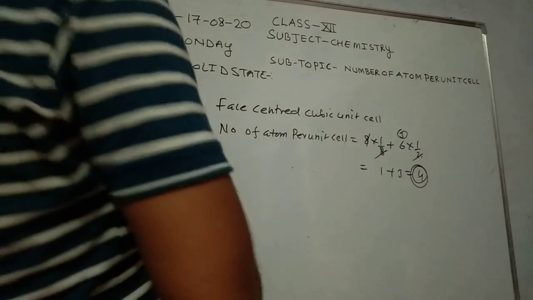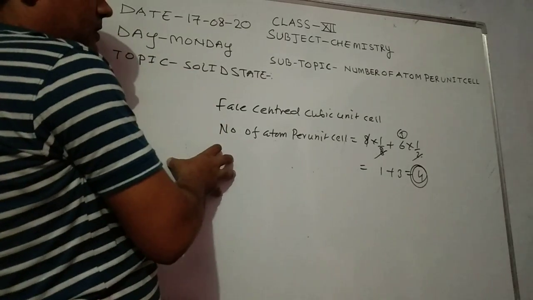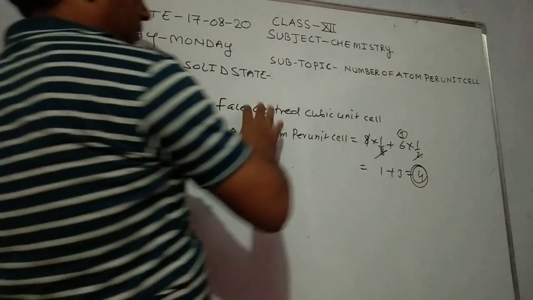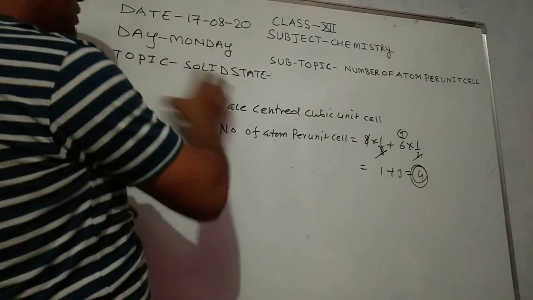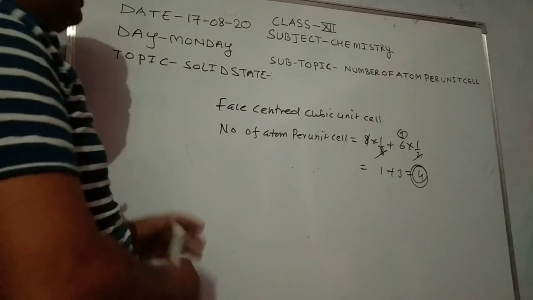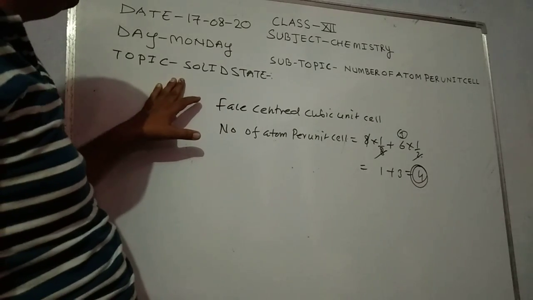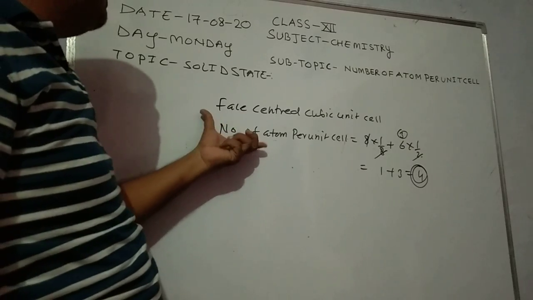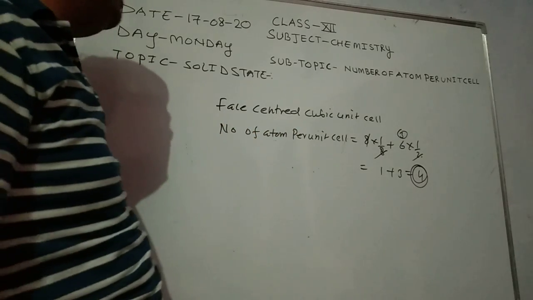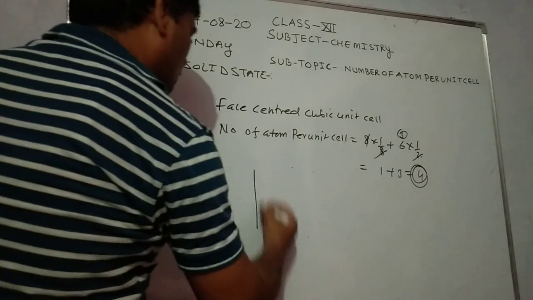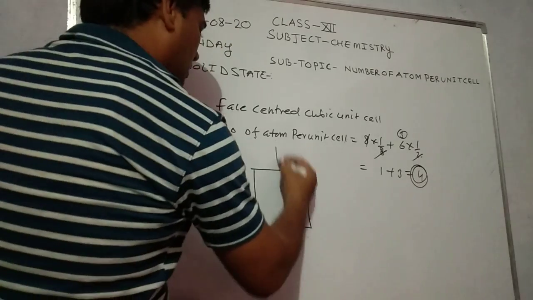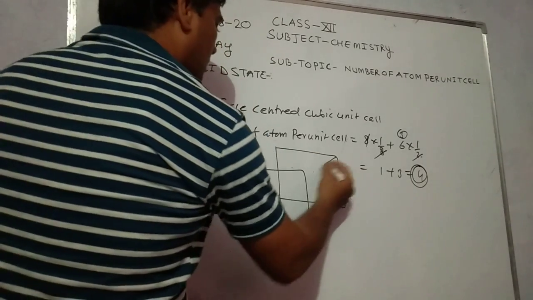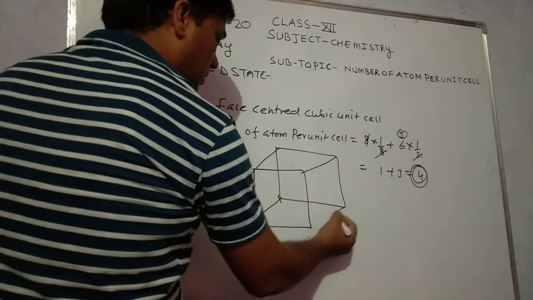So in the next video I will discuss the next topic related to solid state. All students are required to do the questions related to how to calculate the number of atoms per unit cell, and in each cube, how many faces, that is 6 faces.